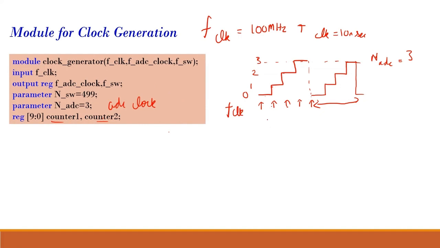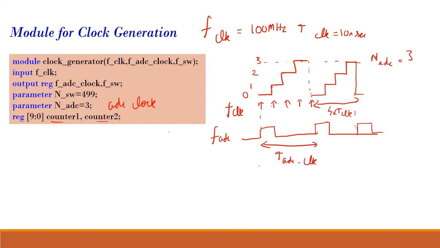So this is my F clock, and my ADC clock which will come out will be like this. It will be 0 here, it will be on, and then over here again it will come. So this clock is my FADC clock, and the time it takes periodically to be generated. Over here also it will go high. So this time is 4 into T clock, and this is my time for my ADC clock. So you see T ADC clock is 4 into T clock.